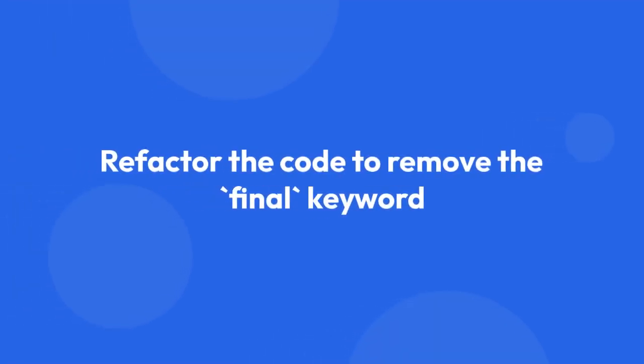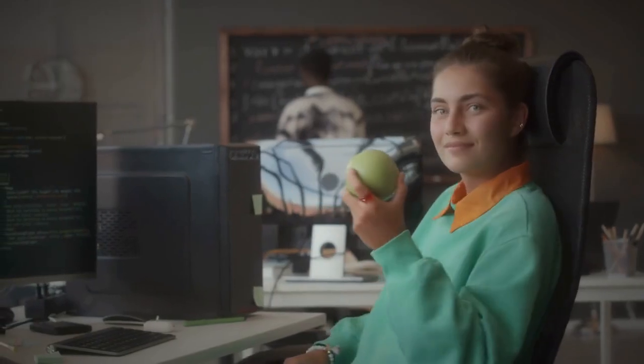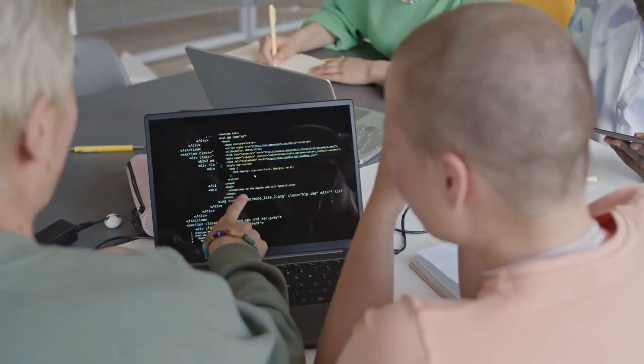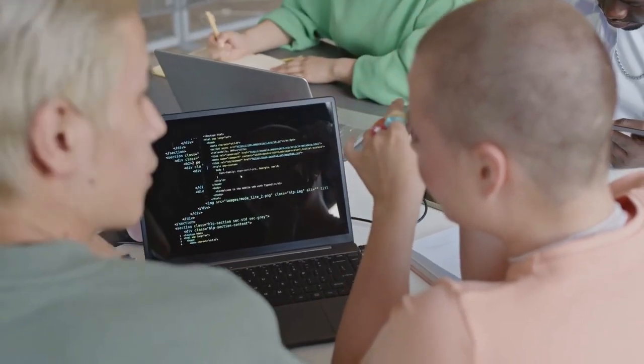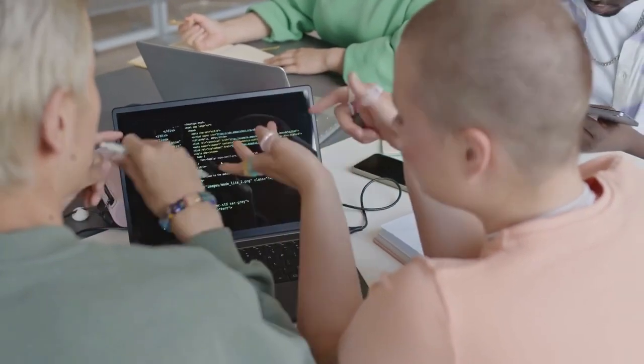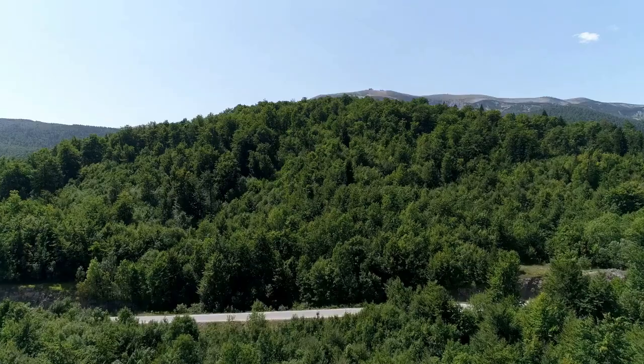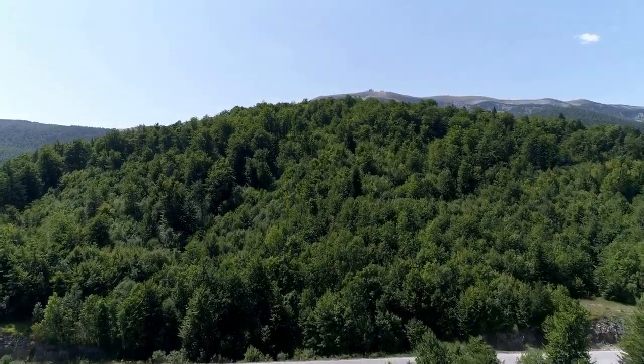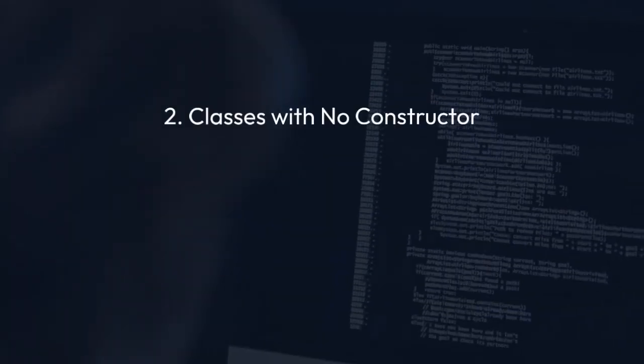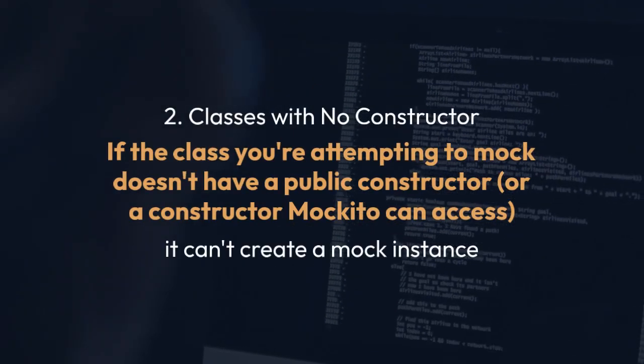If you encounter this, your options are refactoring the code to remove the final keyword, if feasible and doesn't violate design principles, creating a spy object instead of a full mock using Mockito.spy, or, if it's a library class you don't control, finding an alternative approach like using a test double, a simpler hand-coded class that mimics the behavior you need.